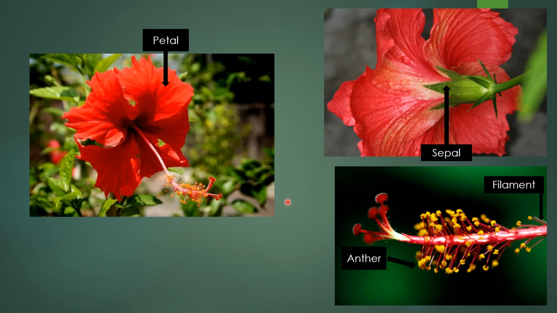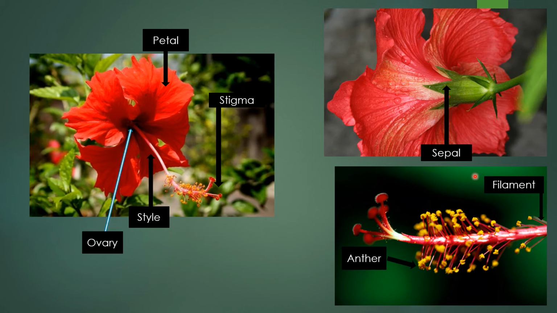elongated structure. Now it's the filament, and this anther and filament portion is known as the androecium, or the male part of the flower. Now the next one, the female part. So first one, this is the stigma, this is the style, and this is the ovary. So this is all about the structure or the whorls of the flower.